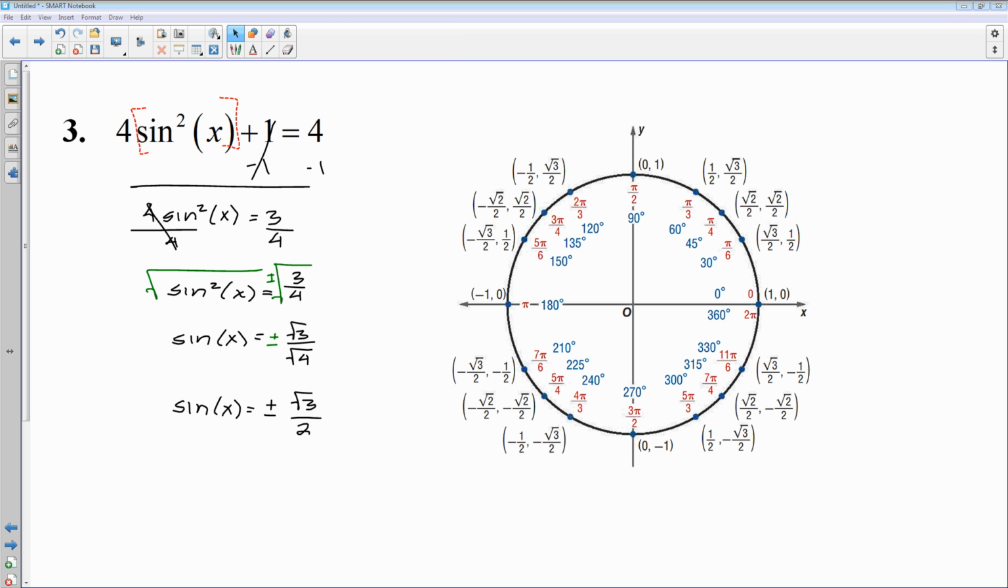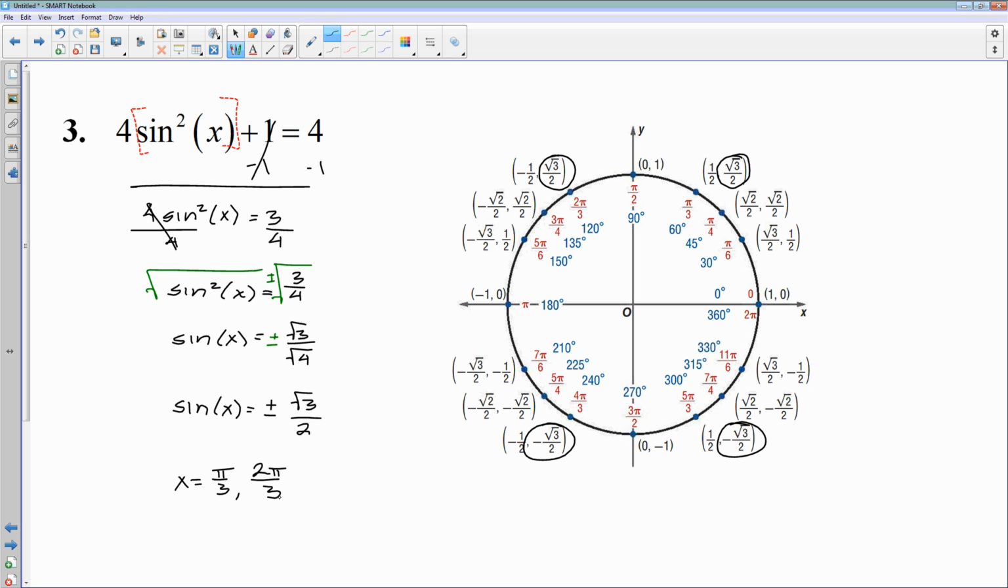So to answer that, I will need to look at my unit circle, and sine is my y coordinate, and I need it to be positive and negative root 3 over 2. That means we're going to have a lot of answers to this problem. The first time around the circle, sine is positive root 3 over 2 right here and right here. So my answers are pi over 3 and 2 pi over 3. And my y coordinate is negative root 3 over 2 at 4 pi over 3 and 5 pi over 3. So we actually have 4 different answers for this problem.